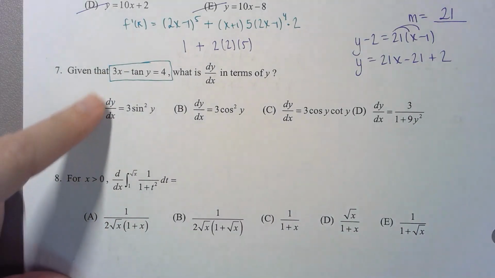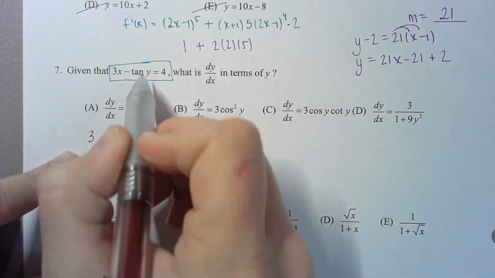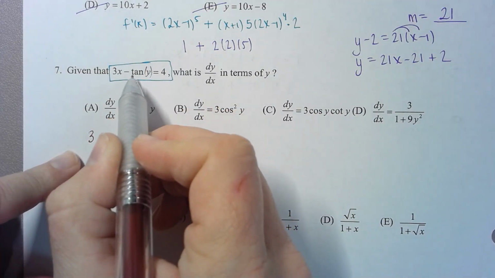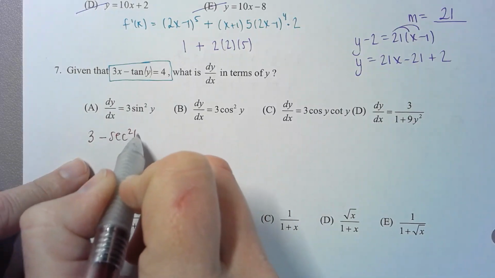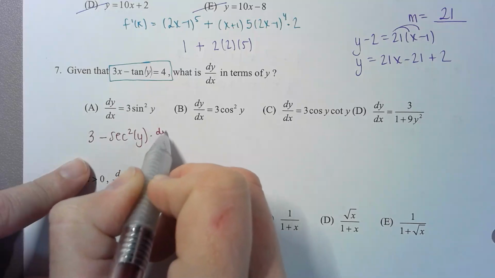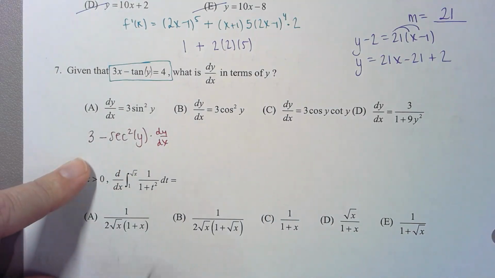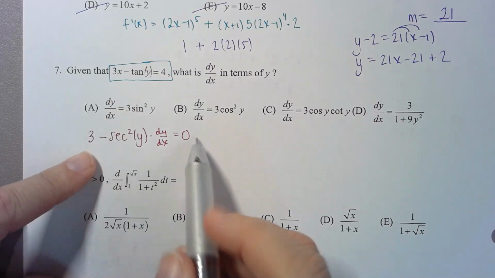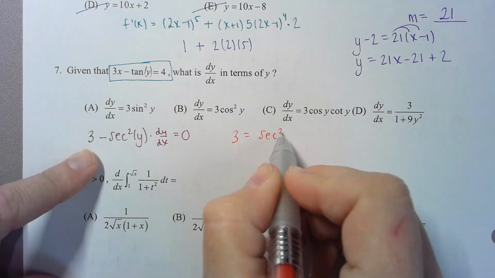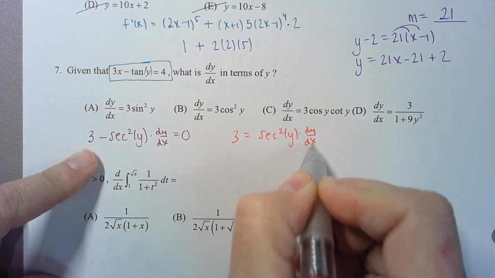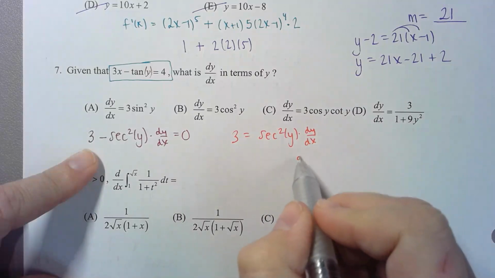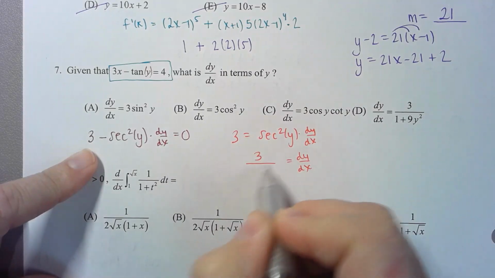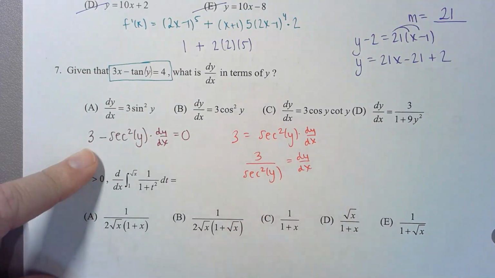Let's see, the derivative of 3x is 3, minus, we're going to use a chain rule here. The derivative of the tangent of y is secant squared of y dy dx. Then I go to the other side of the equal sign and I get a big fat 0. We're trying to find dy dx. So let's add this to the other side just to keep the negatives out of there. And then I'm going to divide by secant squared. So dy dx equals 3 divided by secant squared of y.